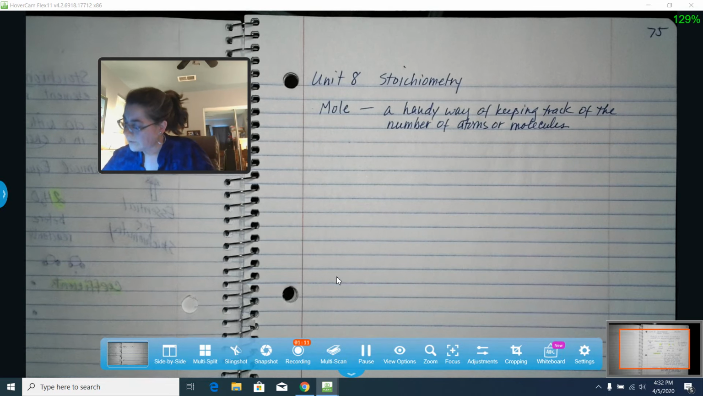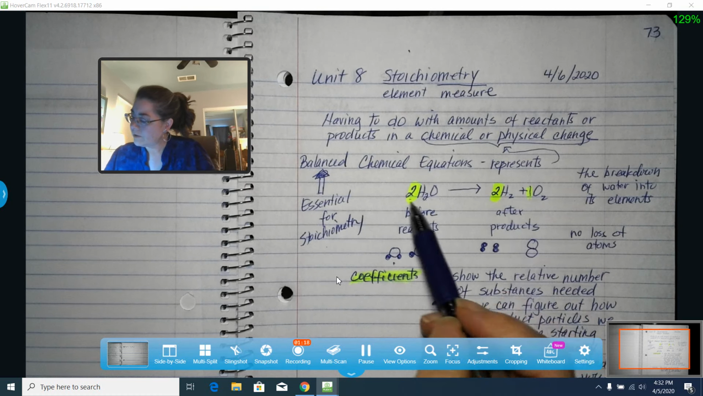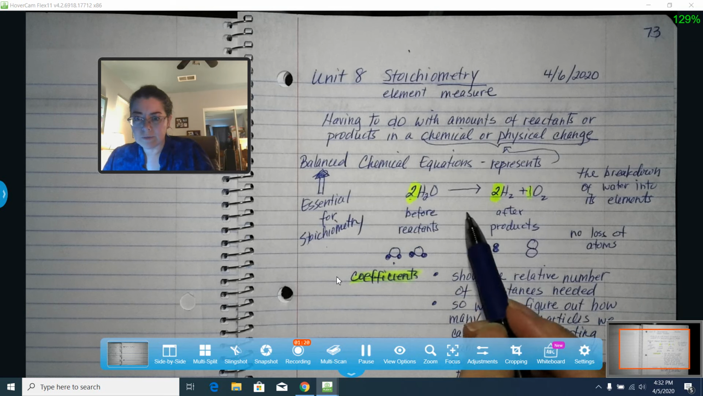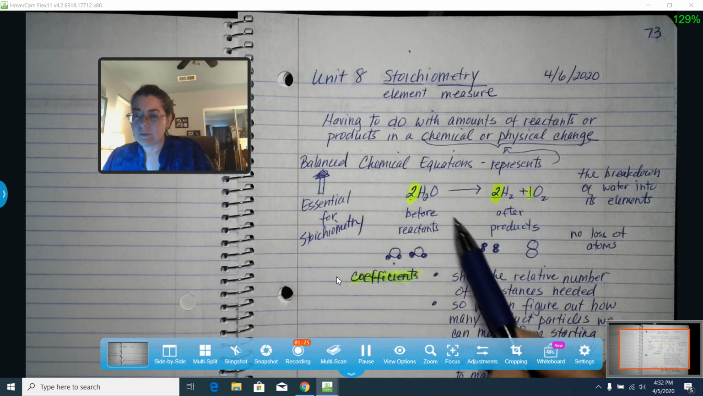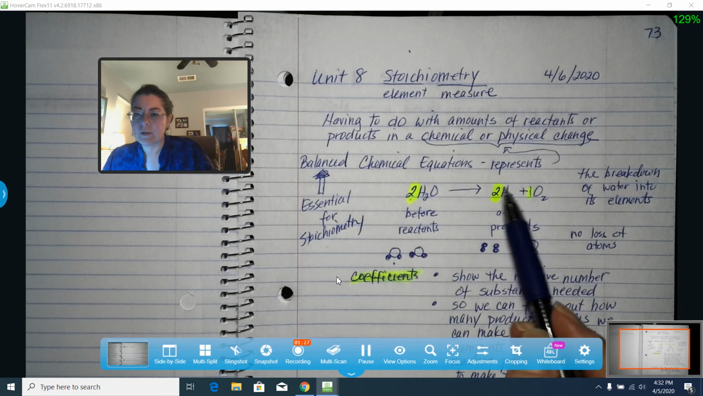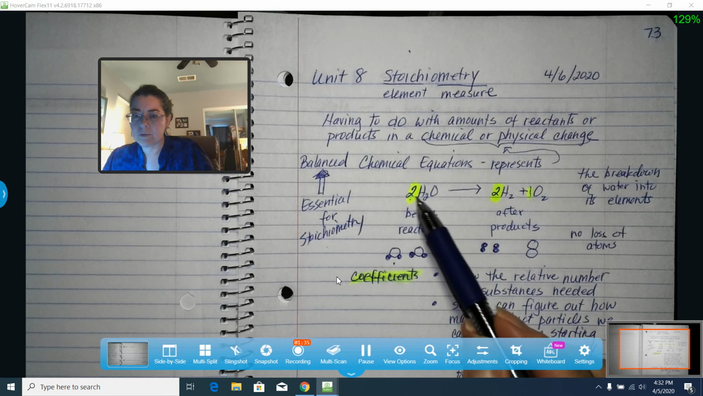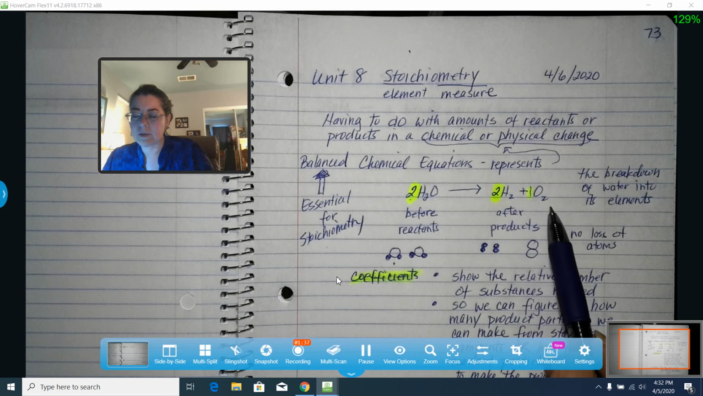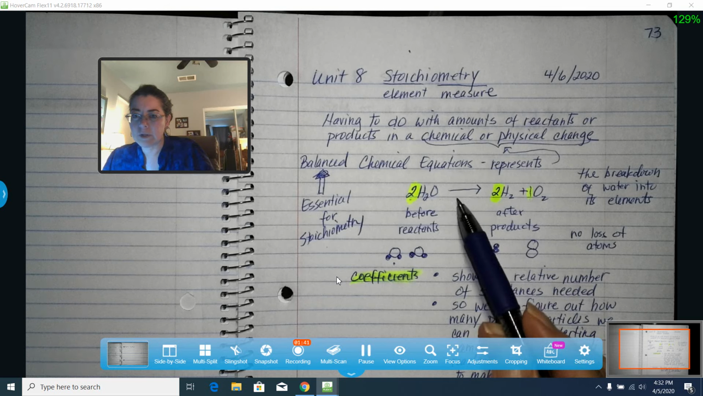Okay, so yesterday we did this. And we talked about this balanced equation represents a chemical reaction. And we said that stoichiometry has to do with kind of predicting how much product you can make from a starting amount, or figuring out how much starting amount we need in order to get a desired amount of product. Okay, and we're going to use this balanced equation as kind of our recipe.